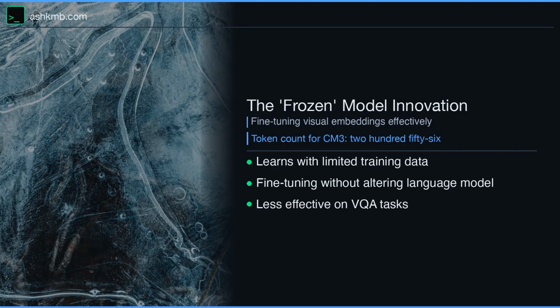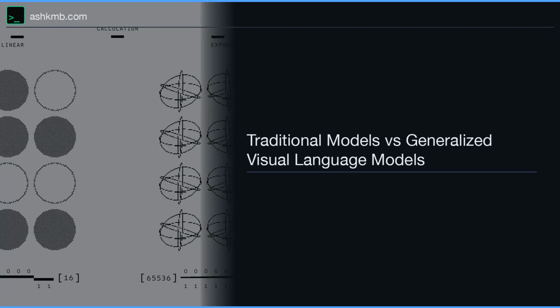The frozen model fine-tunes visual embeddings without altering language model parameters. This approach allows for effective learning with limited training data, although fine-tuning has shown less effective results on visual question answering tasks. Traditional models rely heavily on separate object detection networks and are restricted to textual features.